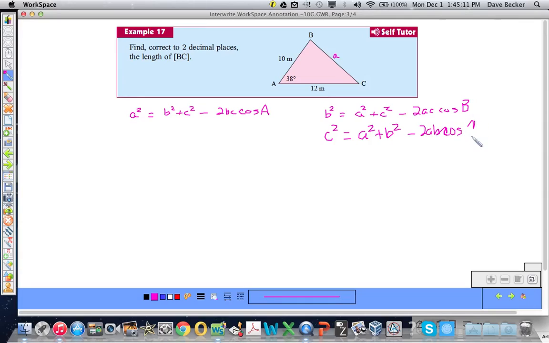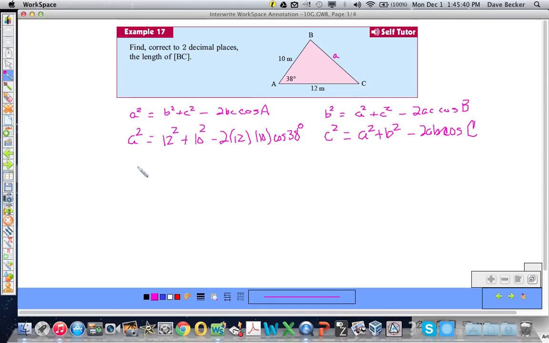All right, so let's do this, shall we? So a squared is going to be equal to b squared, so that's 12 squared, plus c squared, 10 squared, minus 2 times 12 times 10, just replacing b and c here, times the cosine of 38 degrees.